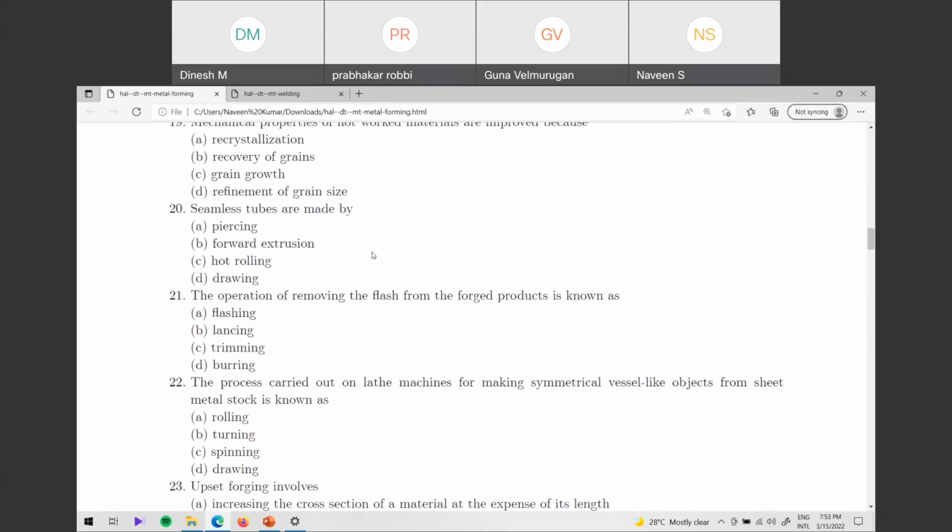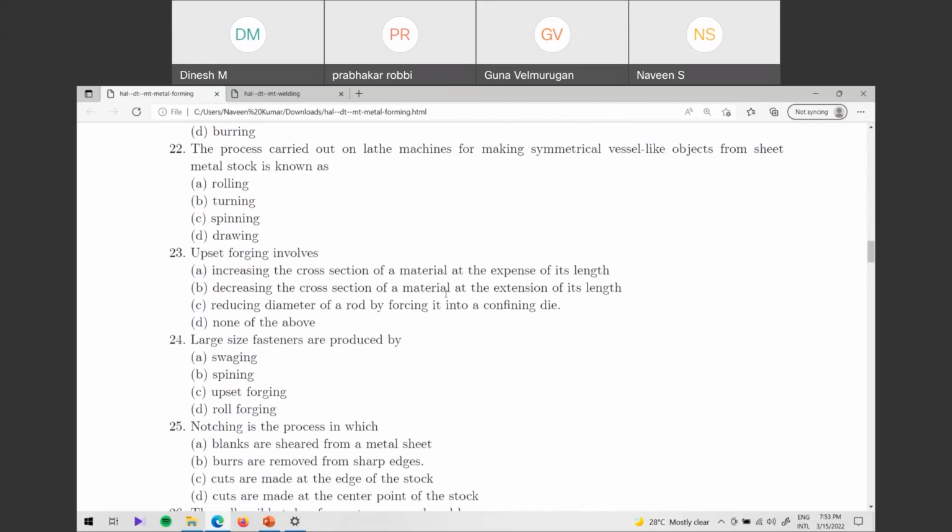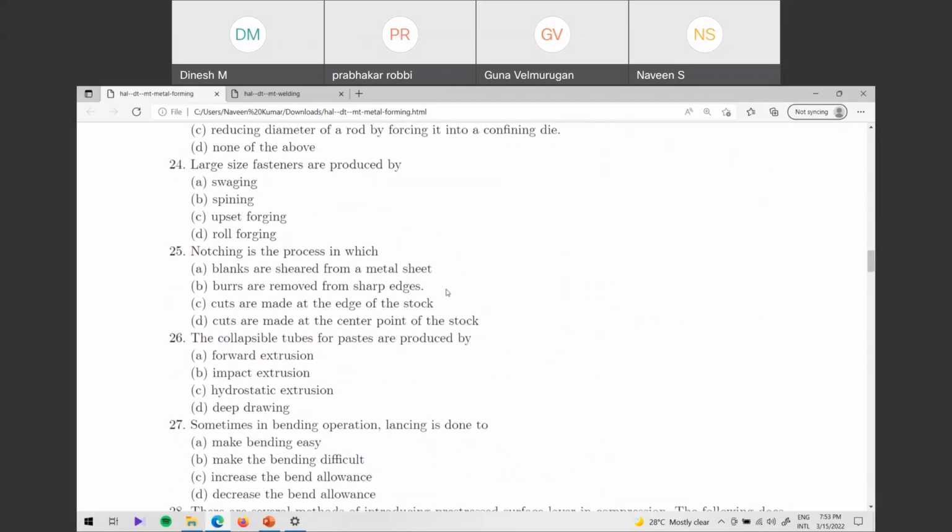Okay, tell me the answer for 40 questions only. These are all there, but there is no time for discussing. I'll send you all these questions. If you want, you can practice them. I'll send you all the things with the key.